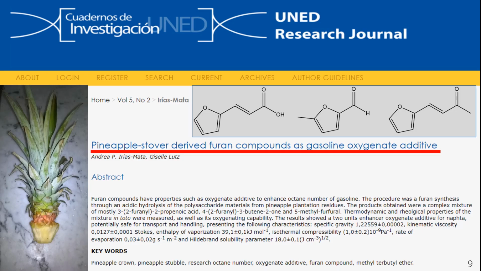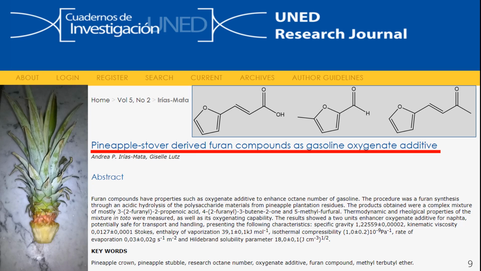Some other compounds that I thought were interesting were these furan compounds here. The reason I thought that these were interesting was more about how they were obtained. So this research group here, they wanted to see if they could get usable gasoline compounds from biomass like pineapple residue. And so what they did was they went and took some of the pineapple residue, like the crowns and the stubble, and through a little chemistry magic, they were able to get these compounds out, which I think is a very creative way to supplement your gasoline.